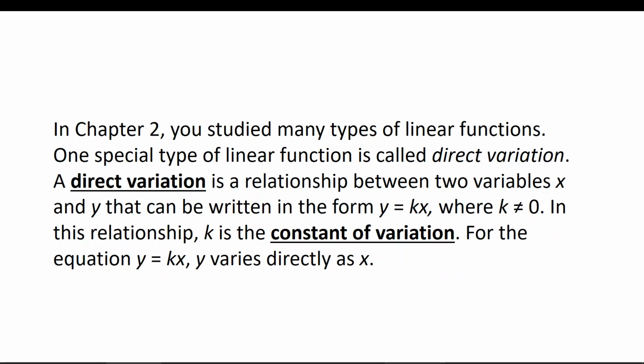In Chapter 2, you studied many types of linear functions. One special type of linear function is called direct variation. A direct variation is a relationship between two variables, x and y, that can be written in the form y equals kx, where k is not equal to 0. In this relationship, k is the constant of variation for the equation y equals kx, where y varies directly as x.